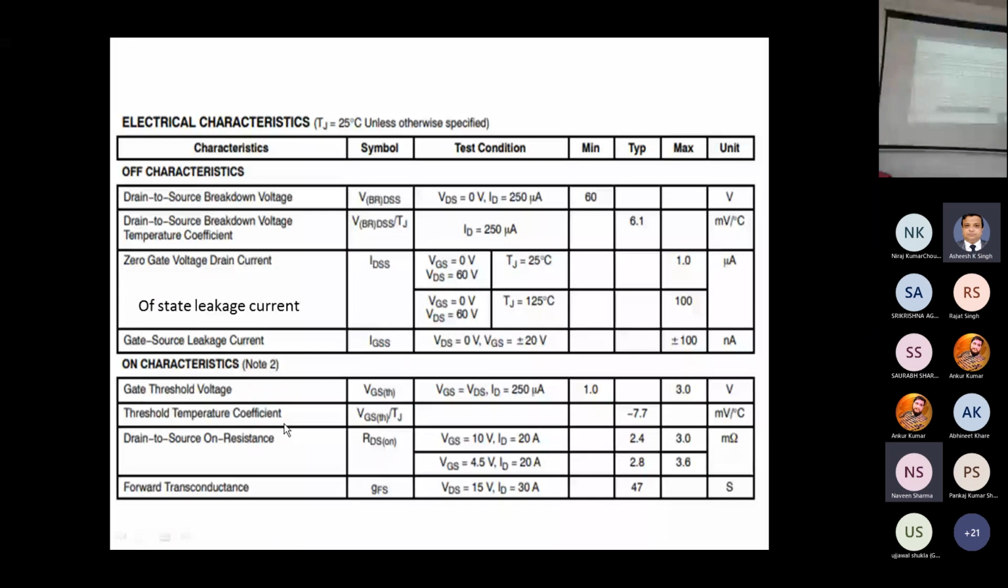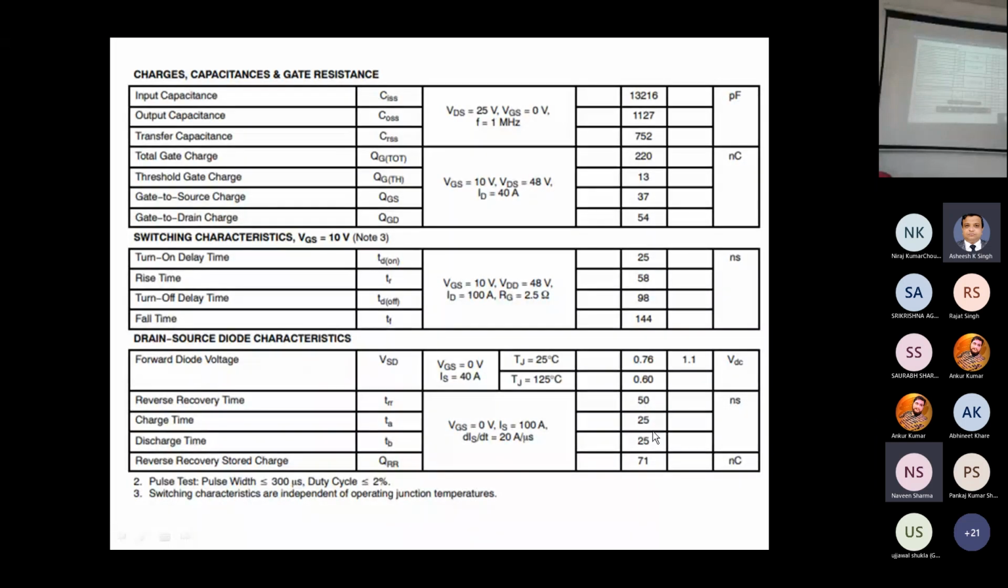Drain to source on resistance, yes, this is a very important parameter. Before selecting the device, we generally see this: the lower the RDS on, the better the switch. And we have another important parameter, that is forward diode voltage. This is the reverse recovery diode. It is anti-parallel to the forward direction of this MOSFET. And we have very important parameters: reverse recovery charge time, discharge time, reverse recovery storage charge.